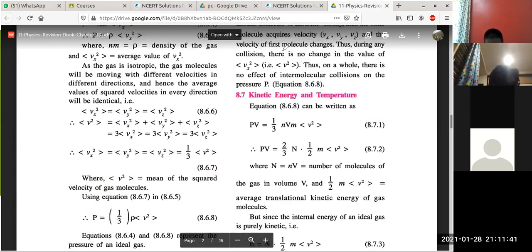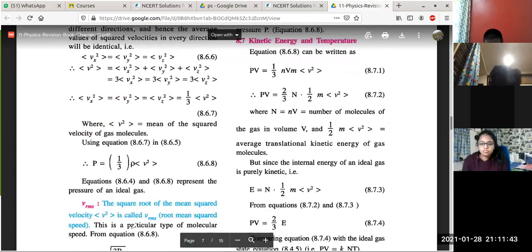Pressure therefore is 1/3 rho V square. The difference is that 1/3 has come, so this is not Vx anymore. This is the net velocity. So pressure is 1/3 rho V square.